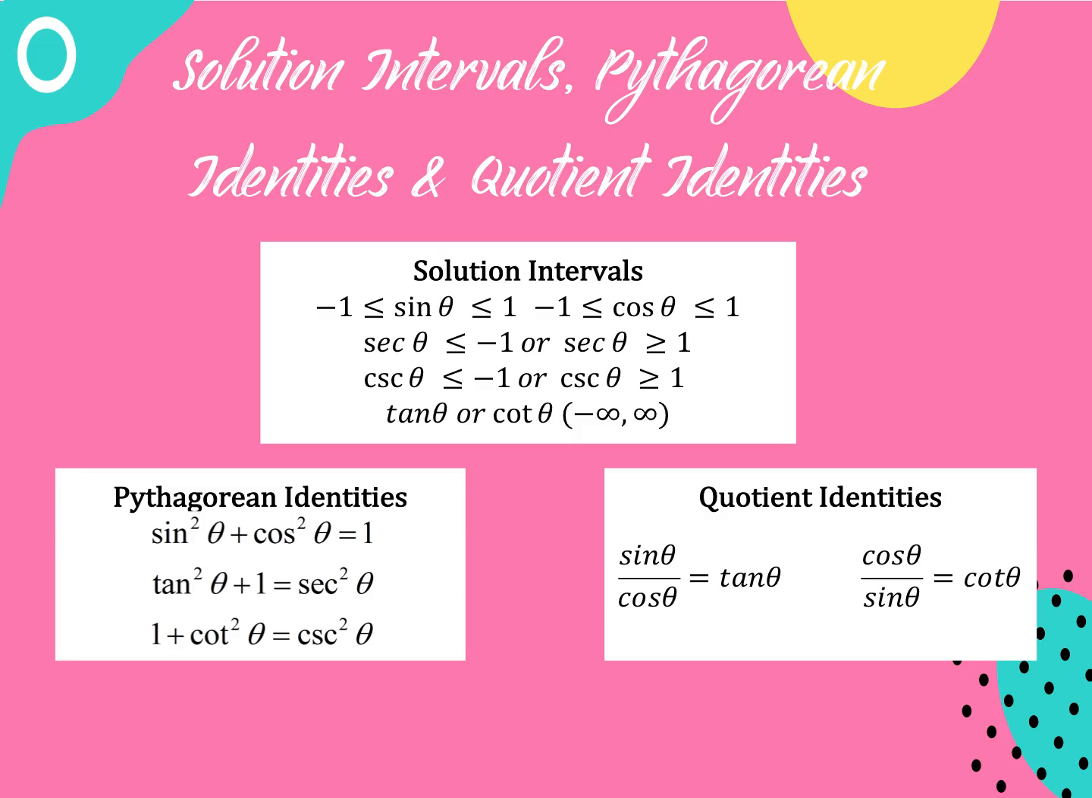Okay, so this page has a couple other identities that we will use and talk about. The most important being the Pythagorean identities. Those are going to be the most useful when you're solving some problems. The solution intervals at the top just tell you what answers you can expect to get when you solve for sine and cosine, or secant and cosecant, or tangent and cotangent. Another way you can think of it is the range of the function.